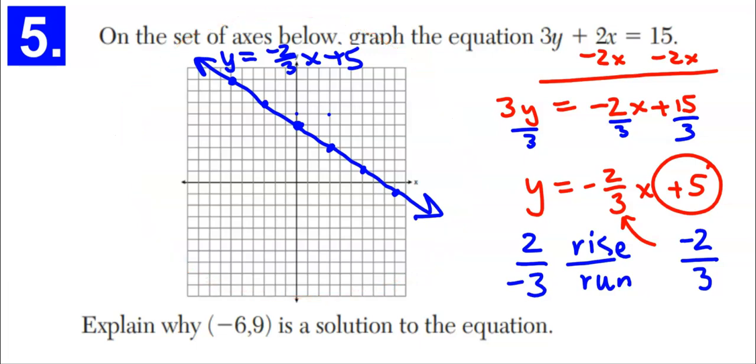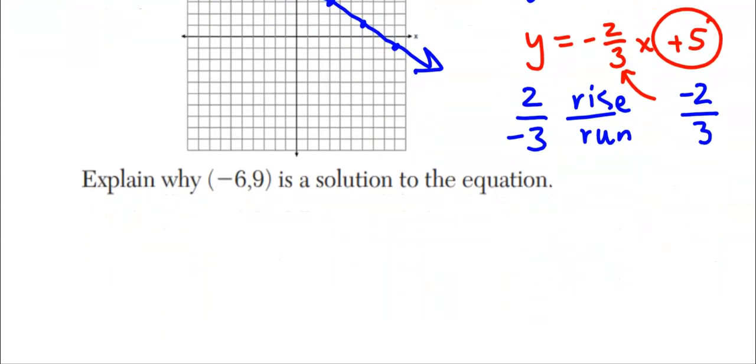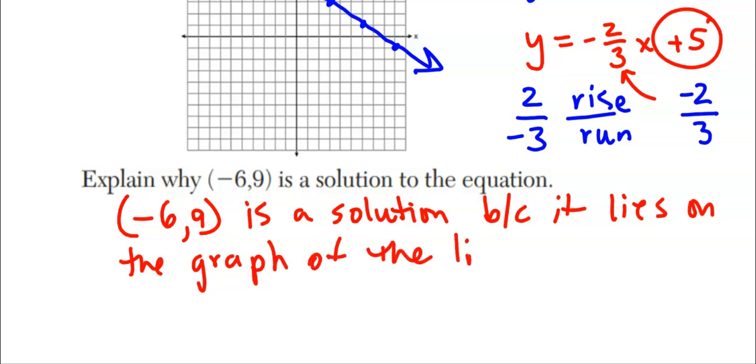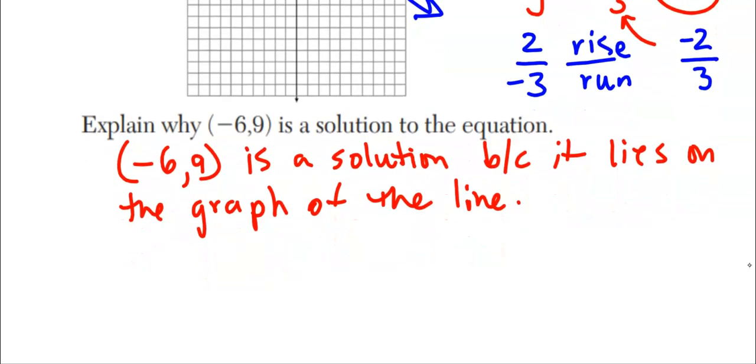If they asked me to explain using the graph, then I would go to the point (-6, +9), and I would see that it is actually located on the graph. So that is one thing you could state. (-6, +9) is a solution because it lies on the graph of the line. That's one possible answer. It doesn't say that you have to state your answer based on the graph, so if it did, that would be our only response.